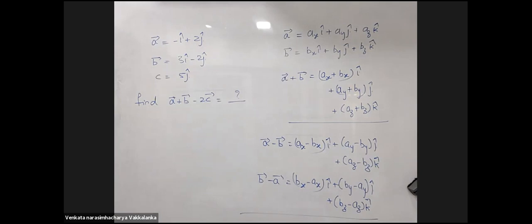Minus 8 i cap. One second, don't shout the answers. I'll solve. Let the others try. But minus 8 i cap doesn't exist among the options. Sir, do we need to give the magnitude or in vector form only? Vector form only. 2i cap minus 10j cap. Wait, don't shout the answers. Let the others try.